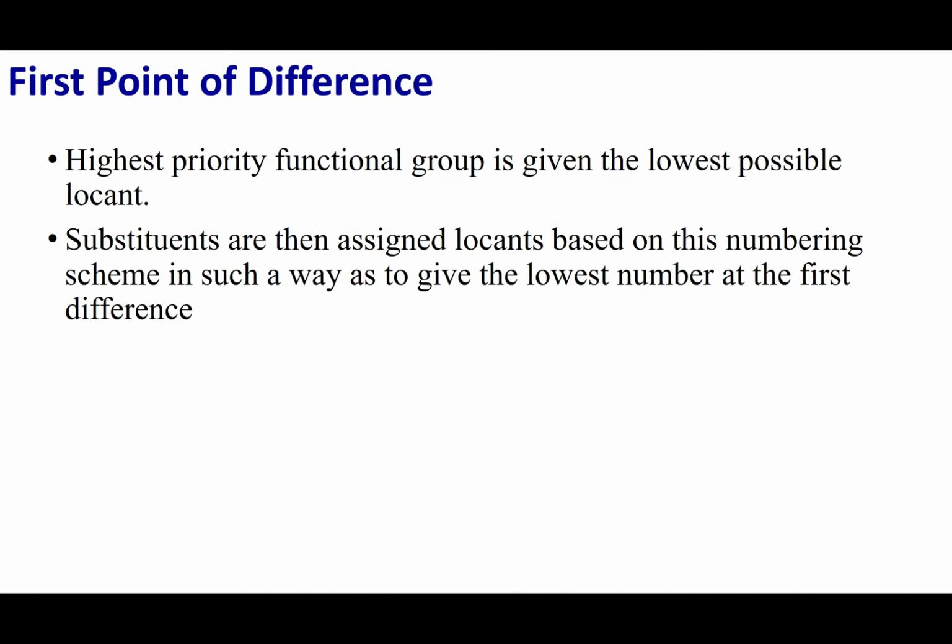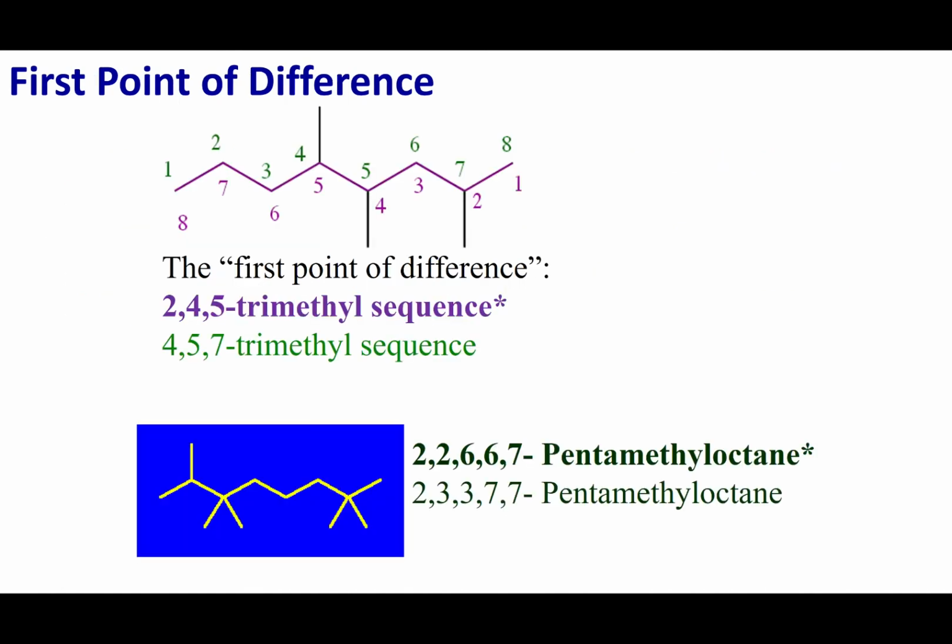Let's take a look at some examples. So if we take a look at this molecule up on top, you'll see that the longest chain of carbons is 8 carbons long. What you can see is I've numbered the carbons in two different ways. There's the top way in green, going from left to right, and then there's the purple way going from right to left.